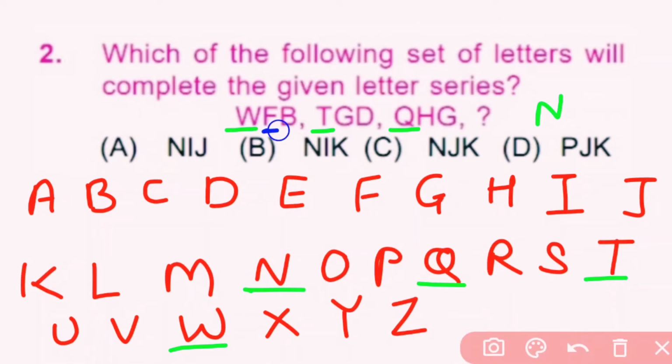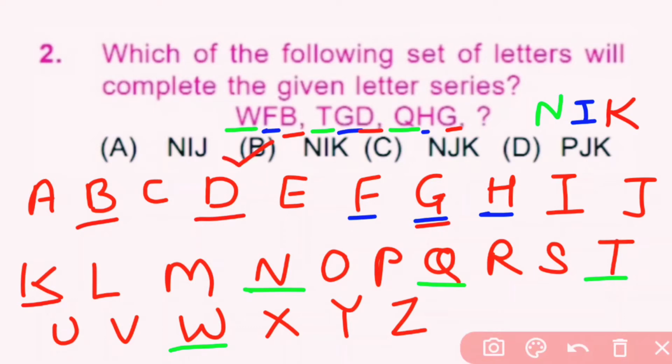Now we take F, G and H. Here F, G, H. So here I will come. And last is B, D and G. So B, then one letter gap D, then two letter gap G, then we will take 3 letter gap. So K will come here. So here B is correct answer.